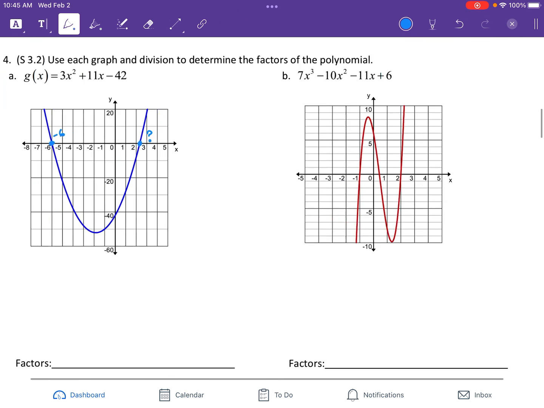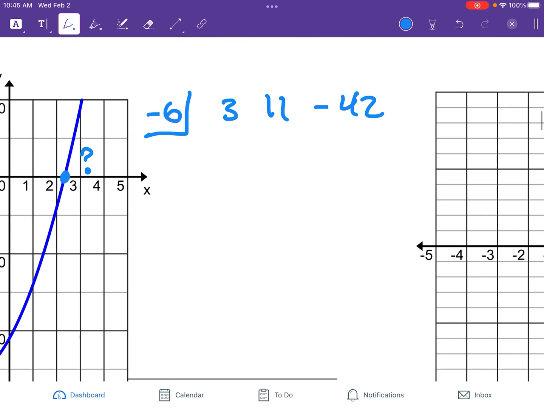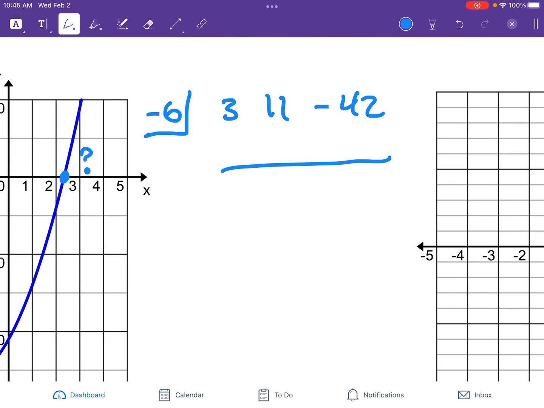So I'm going to do it over here. So I have negative 6 is my number in the little box, and I have 3, 11, and negative 42. So I drop the first number, which is 3, times negative 6 is negative 18, which gives me negative 7, times negative 6 is 42, which gives me 0. So these numbers are my second factor. I have 3x minus 7.